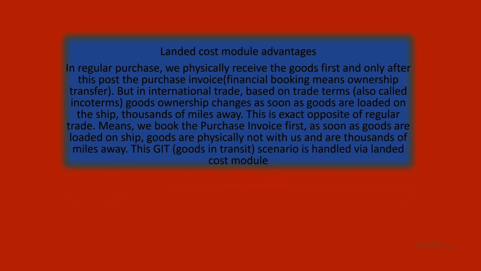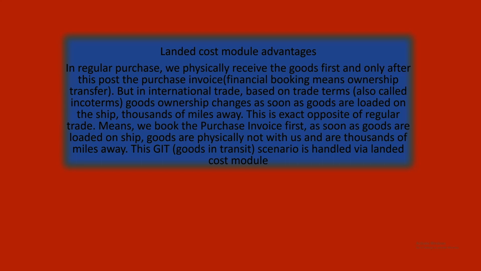So what are the advantages of using this module? In a regular purchase, we physically receive the goods first, and post this we book the purchase invoice. Booking the purchase invoice means financially booking the purchase voucher, which means ownership transfer. But in international trade, based on the trade terms, which are also known as Incoterms, goods ownership may change as soon as the goods are loaded on the ship thousands of miles away.